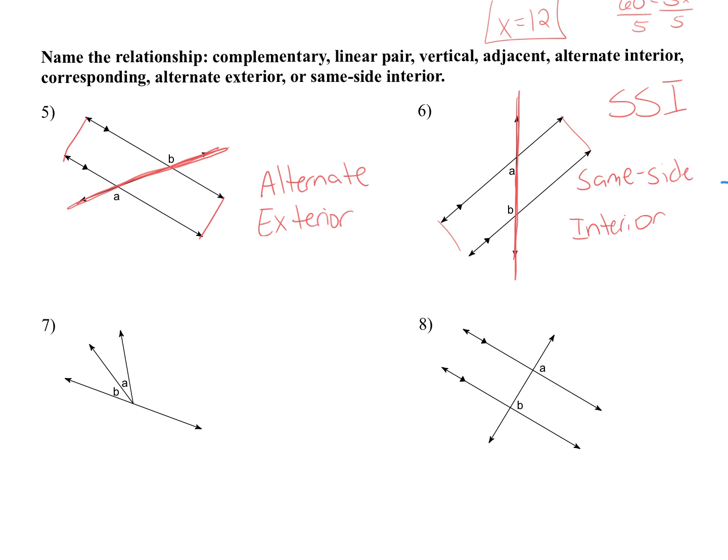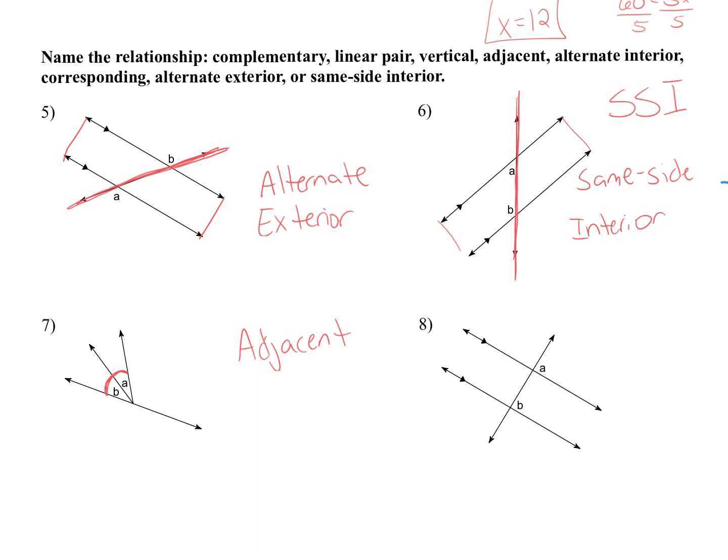Number 7. What did you guys put for number 7? Adjacent. What does adjacent mean? Right next to. Angle A and angle B are right next to each other, making up another angle. There's no other word to describe those two angles other than they are just right next to each other. So that one is adjacent.